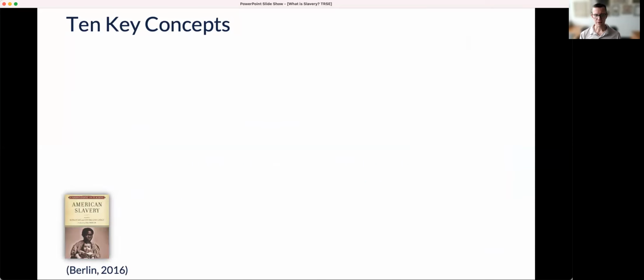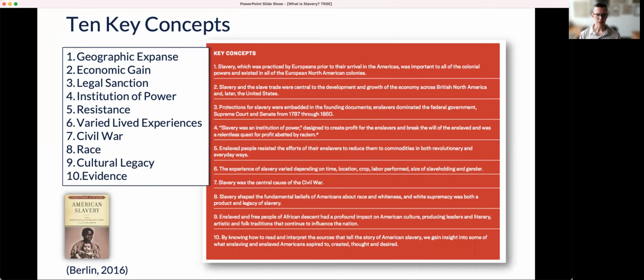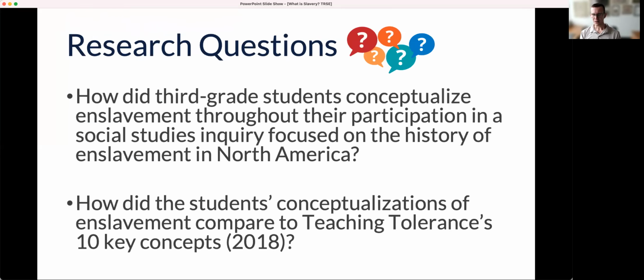To bolster teaching about slavery, the Teaching Hard History report recommended the use of 10 key concepts that were developed by Ira Berlin in 2016. These concepts taken together are designed to give students a robust understanding of enslavement. I've summarized them briefly there for you on the left. So I became curious: how would Ms. McKinley's students' work compare to the concepts in Berlin's framework? I asked 2 research questions to make that comparison.